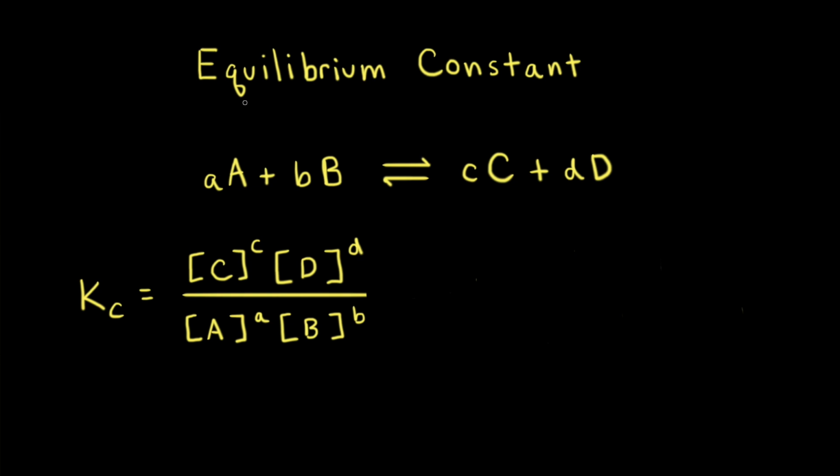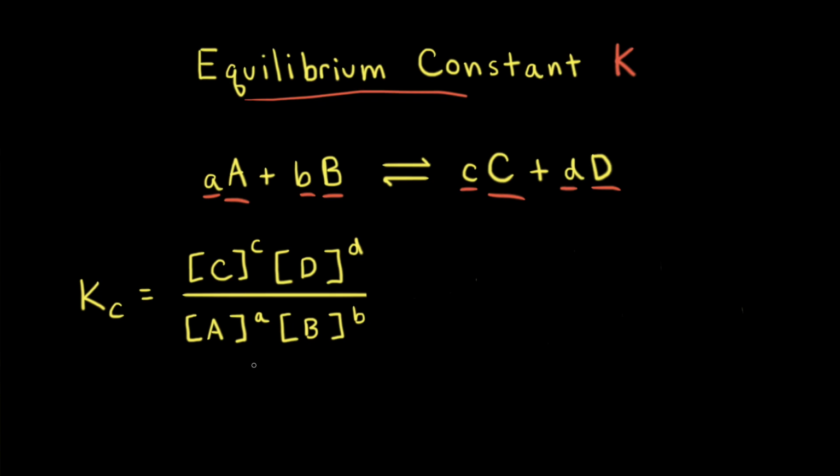The equilibrium constant is symbolized by the letter K, and the equilibrium constant tells us about the relative concentrations of reactants and products at equilibrium. Let's say we have a hypothetical reaction where reactants A and B turn into products C and D. And in the balanced equation, the lowercase letters are the coefficients. So we have a lowercase a, lowercase b, lowercase c, and lowercase d as coefficients in our balanced equation.